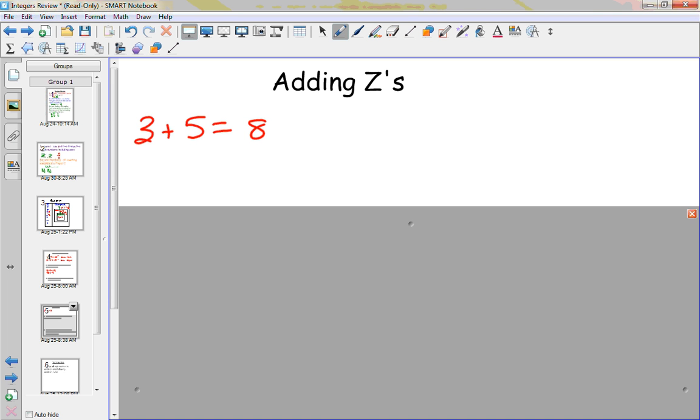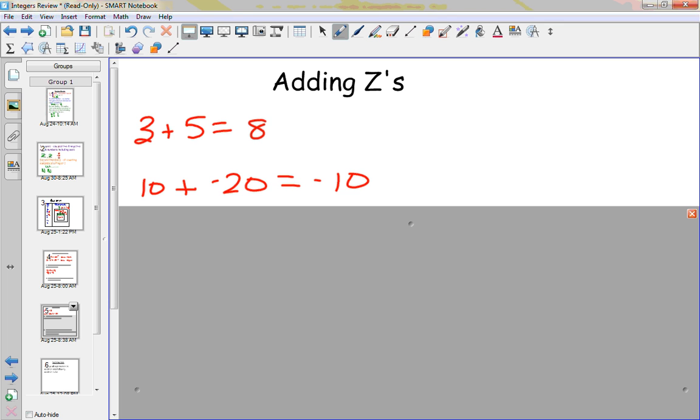However, if I have $10 and I owe $20 to my mom, how much money do I have? I don't have any money because I still owe her money. So that means I still owe $10, which is a negative 10. So let's talk about what we did here.